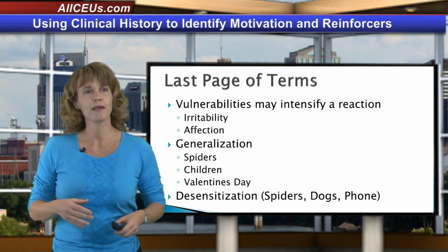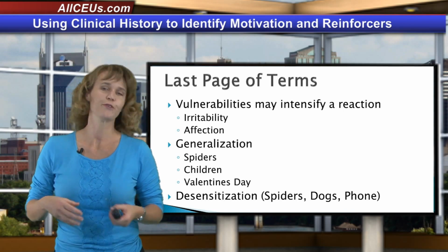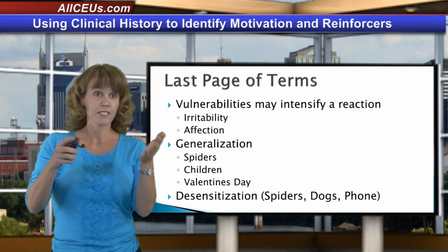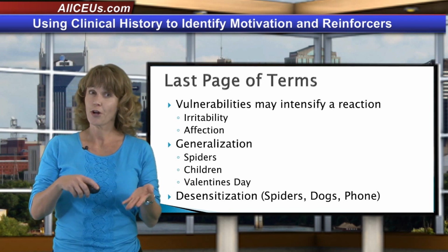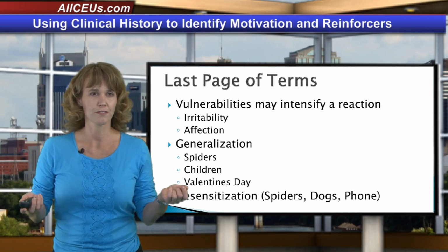So some people may be more irritable. Some things may predispose you to being more irritable. Now, on the flip side of it, vulnerabilities don't always just make you more irritable. They may make you more vulnerable.